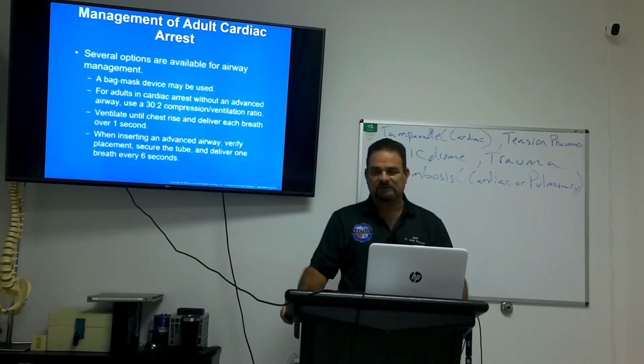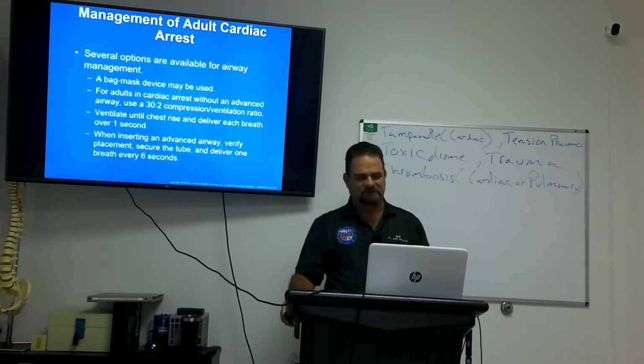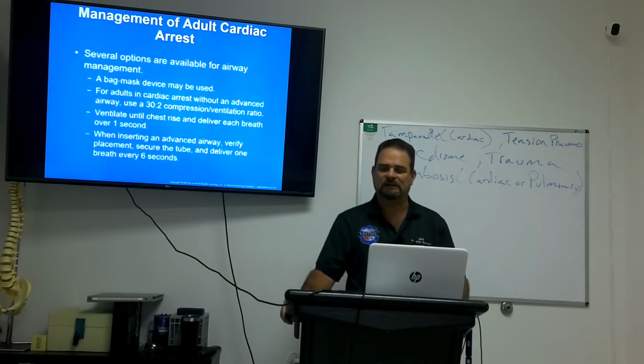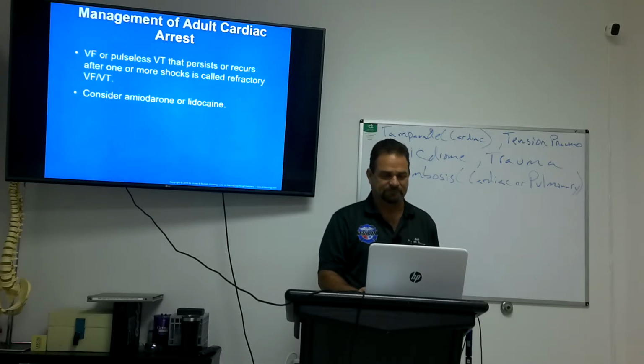If the decision is made to insert an advanced airway, then verify placement by multiple methods, including waveform capnography, and secure the tube. After the tube has been secured, your breaths are going to be delivered 1 breath every 6 seconds or 10 breaths per minute without interrupting chest compressions. Chest compressions will then become continuous for a total period of 2 minutes.